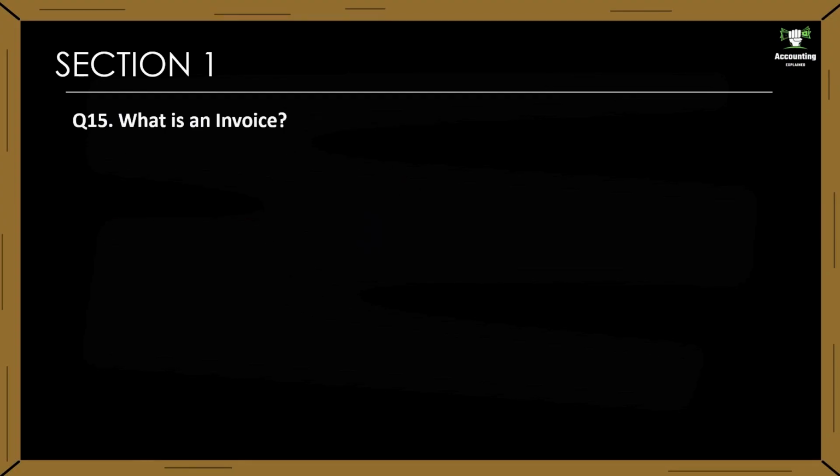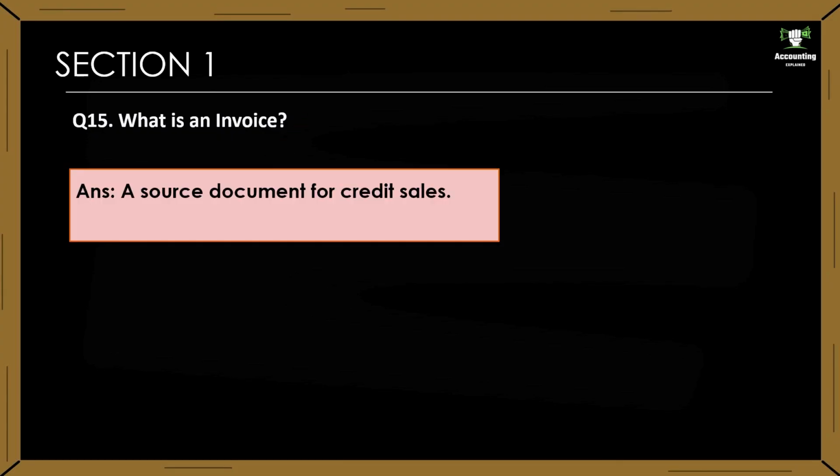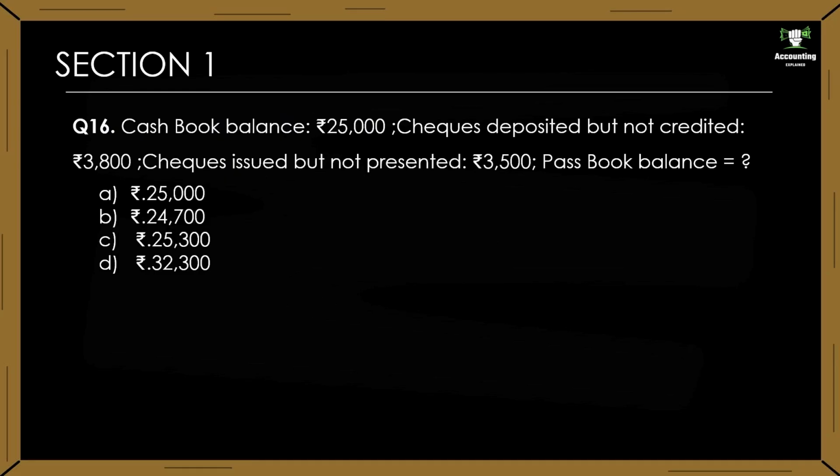Question 15. What is an invoice? Invoice is a source document for credit sales. In simple words, we can say that an invoice is a bill prepared by the seller for goods he sells on credit.